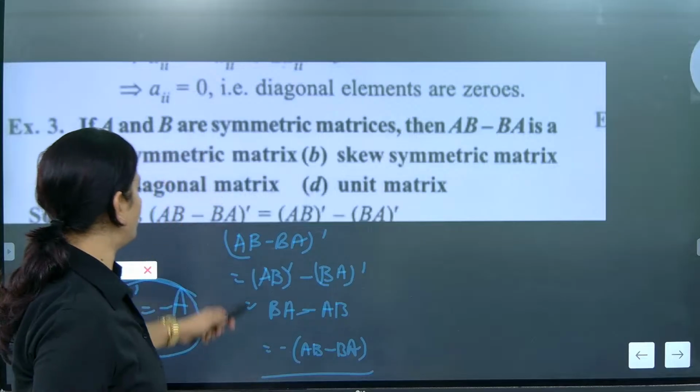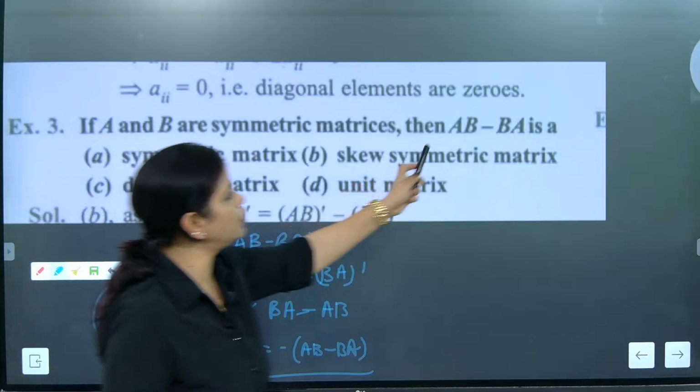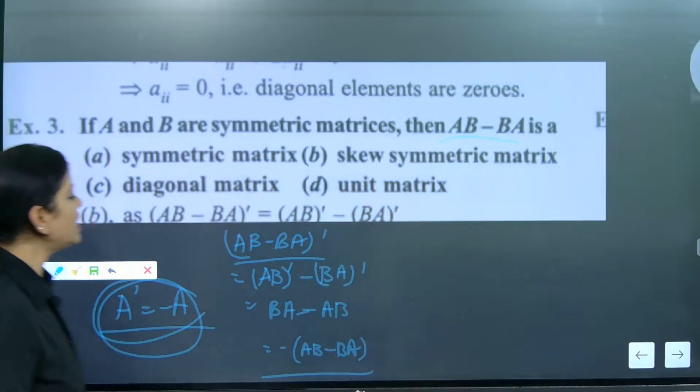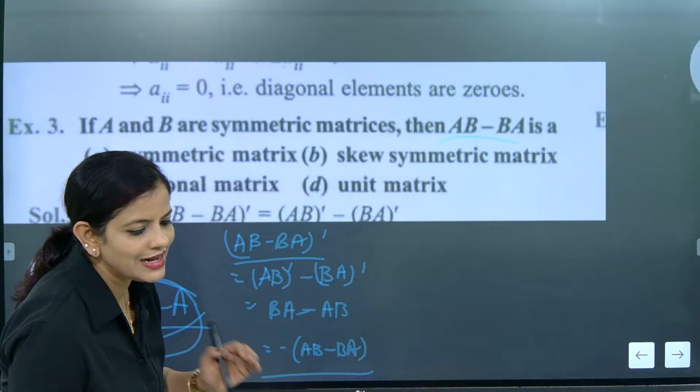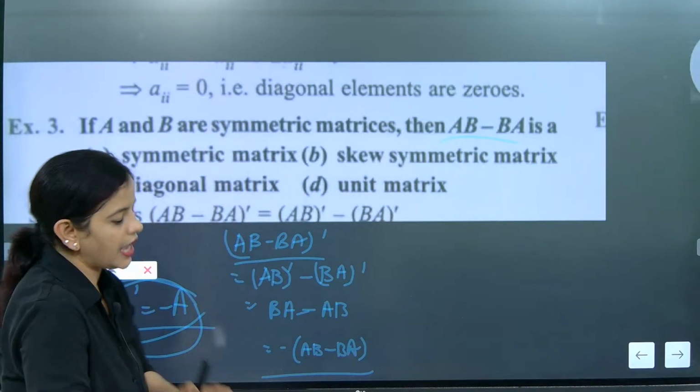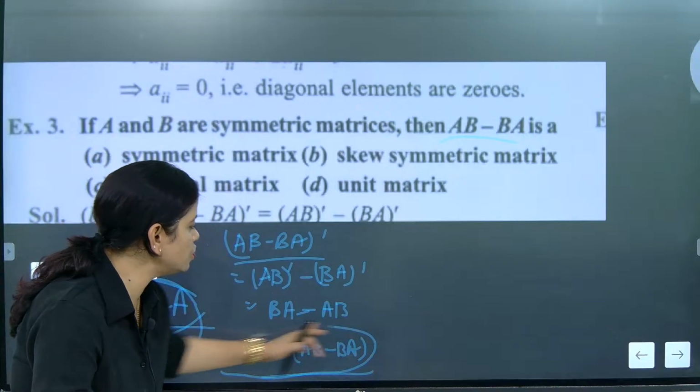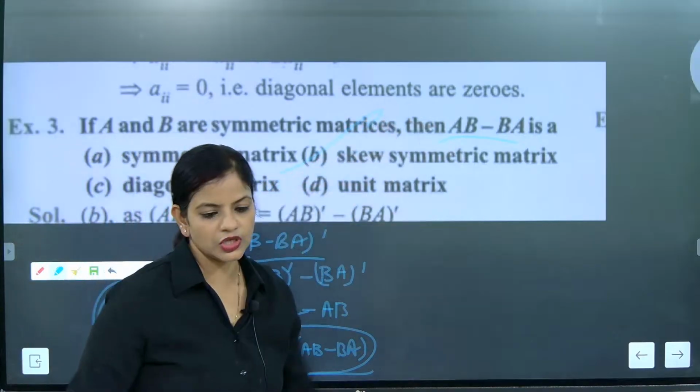Understood. So here, when we started with this, we put the transpose of it. We are getting minus of AB minus BA. That's a clear-cut indication that it's a skew symmetric matrix. So our option is 4.